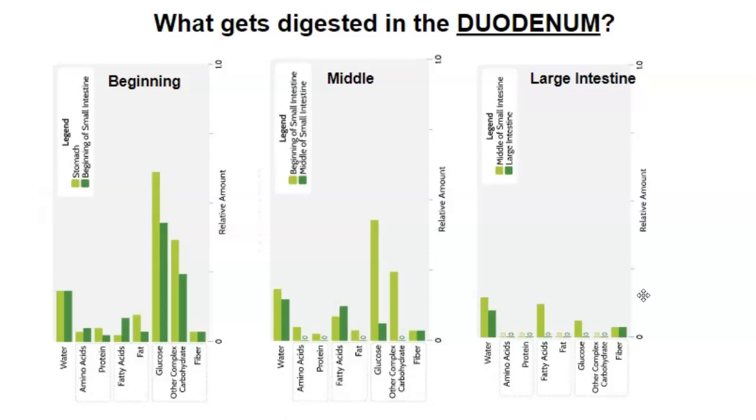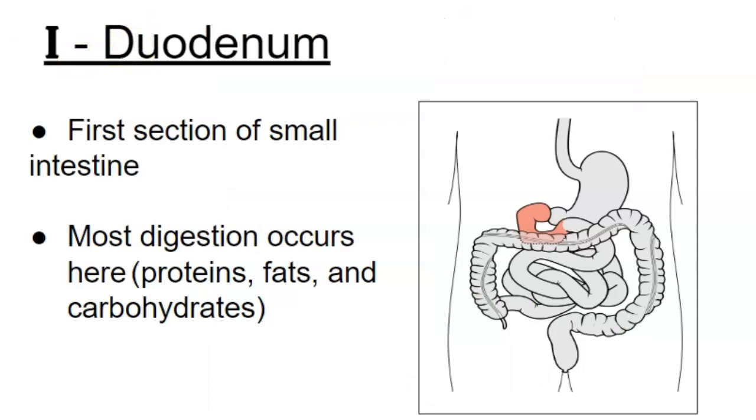Where do all these things get absorbed? Because they have to get to all of our cells in our body. We're going to learn that in order to do that, they have to get into our bloodstream. But first, let's talk about what happens in the beginning part of the small intestine. The beginning part is called the duodenum. It is our first part of our small intestine.